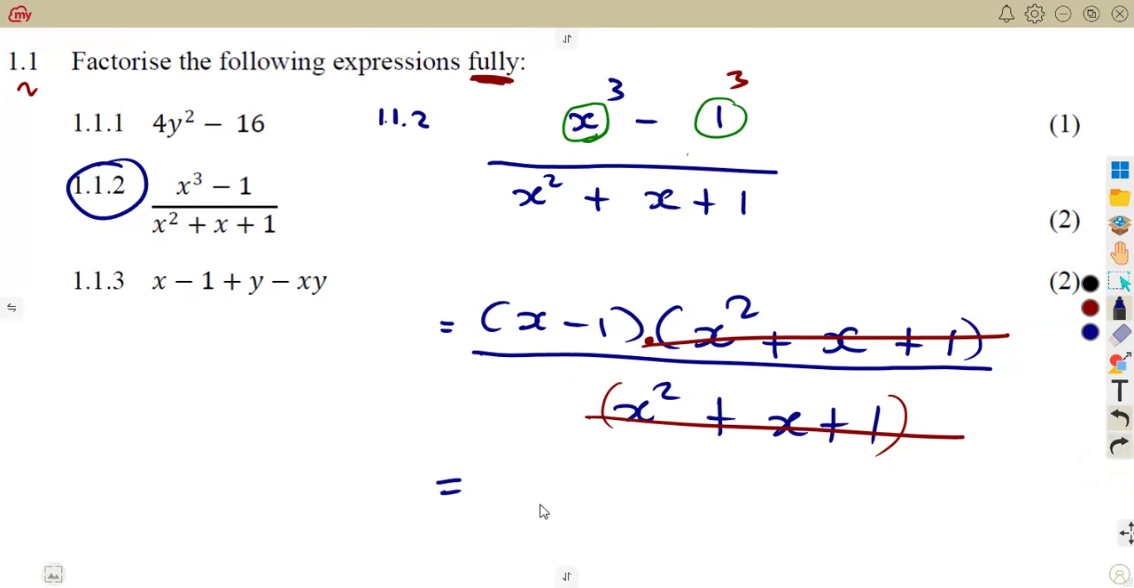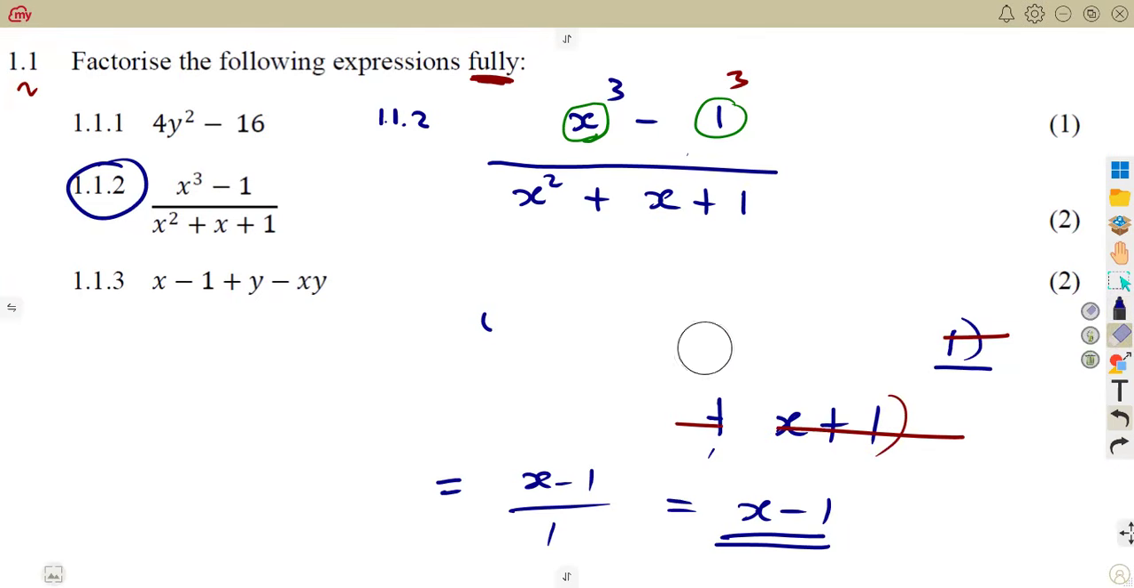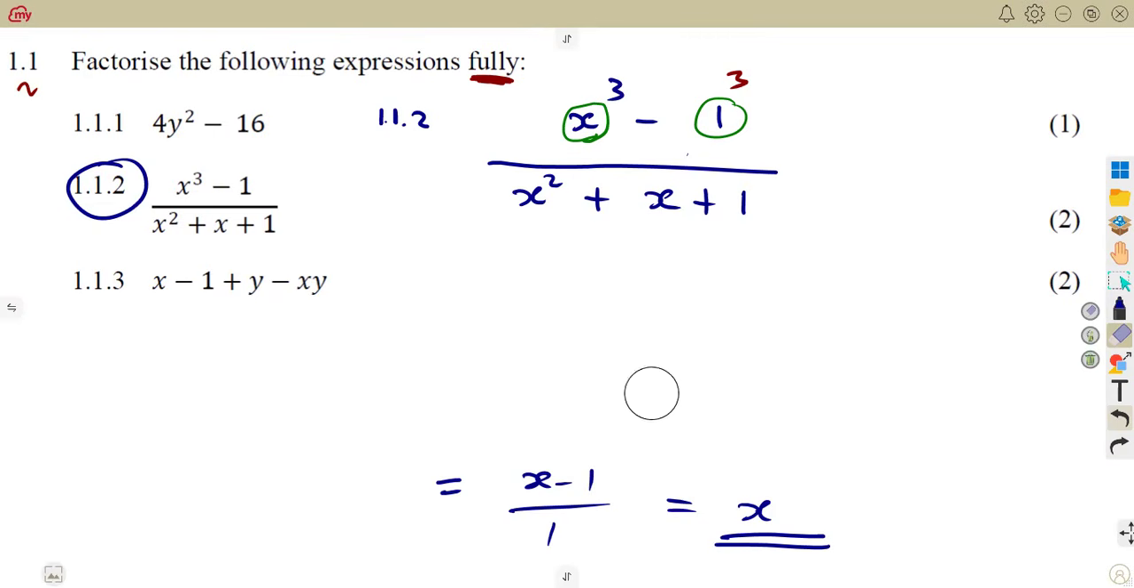What are you going to remain with? In the numerator, yeah, but this is 1. So it's just like over 1 like this, which simply represents x minus 1 at the end. So questions can be like that. Questions can be of this nature. You have to be very, very careful. All right? You have to factorize, then simplify whatever you're given.